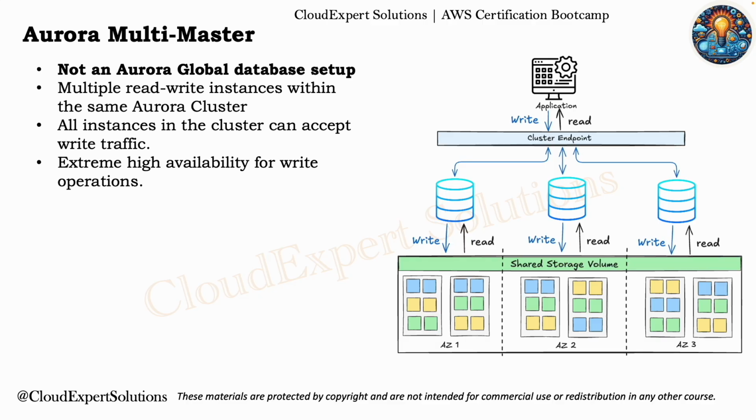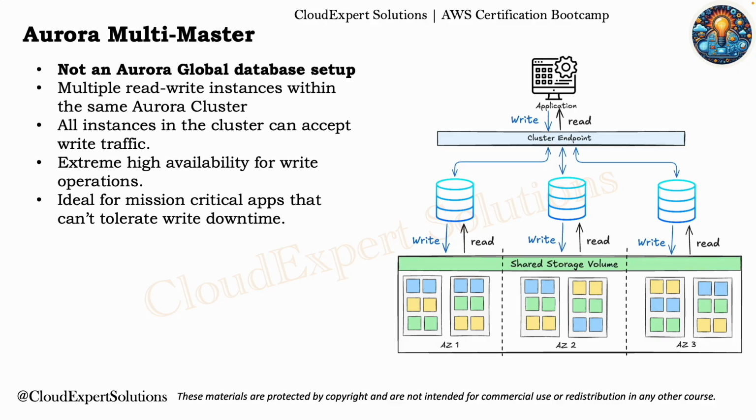And with multi-master, you have an extremely high availability for write operation, which will protect your workload against instance and availability zone failure. This is ideal for applications that cannot tolerate any downtime for write operations. Multi-master is a less common option which is supported for older MySQL compatible Aurora versions. It is not available for all workloads or in all AWS regions.